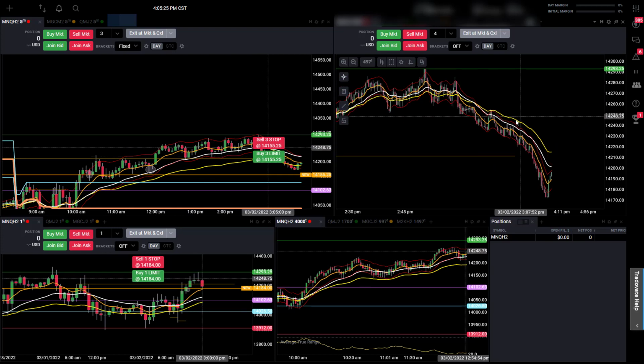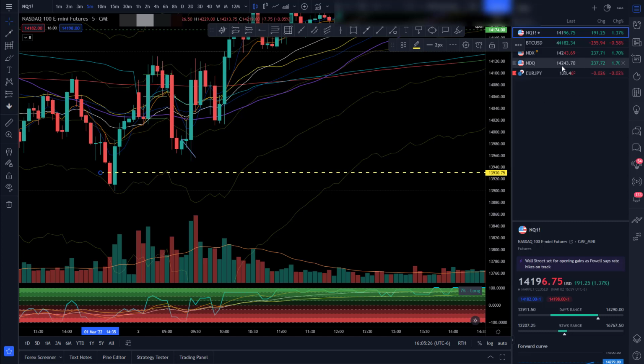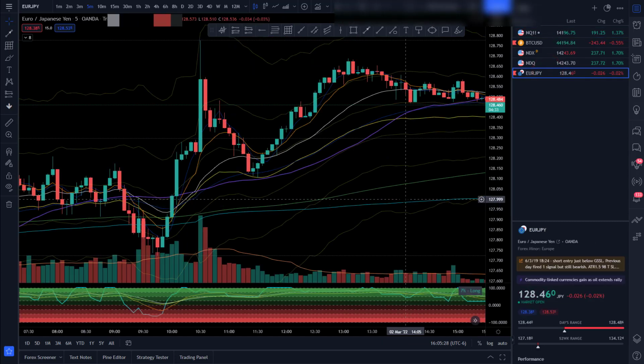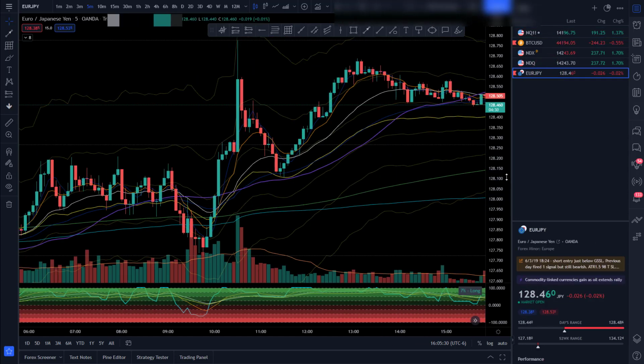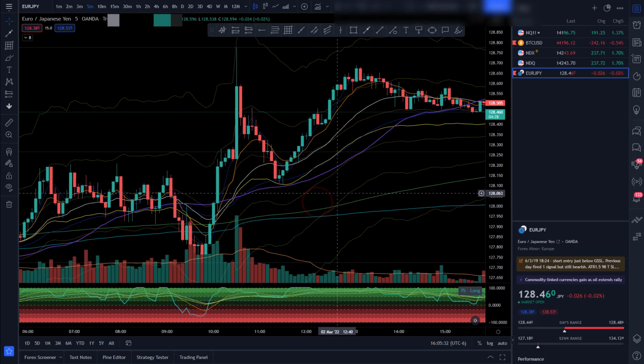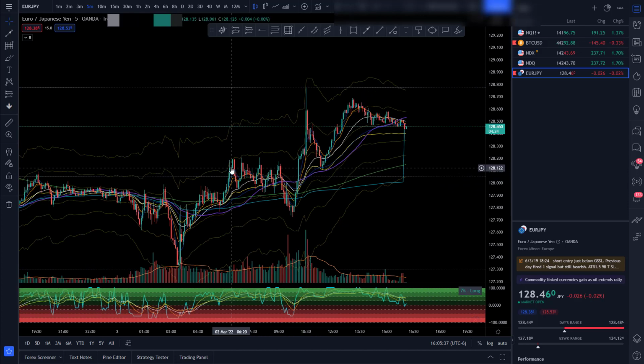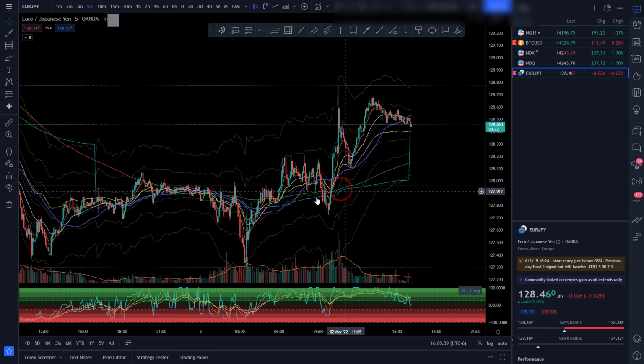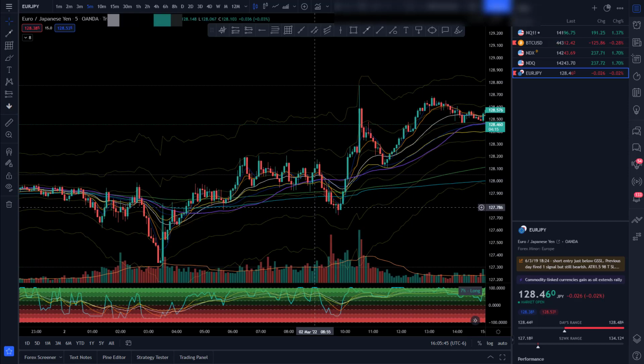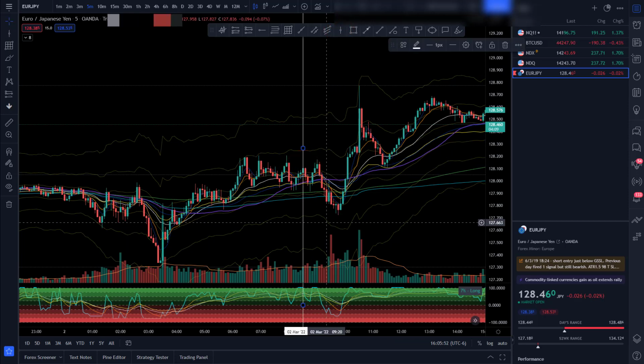Let's go to another market. So Euro JPY. I really didn't want to spend that much time on that, but there was one trade here on the Euro JPY. There's really two trades. So here's the open right here. Where's the open? So the open is the cash open for the cash market. So there's the open here, right around here.